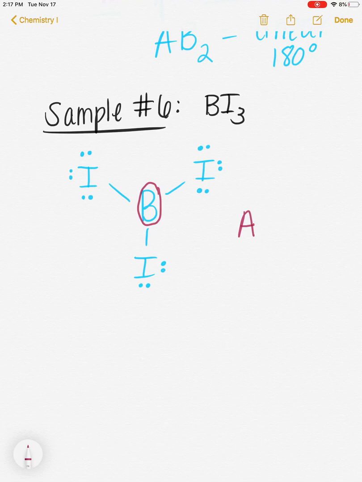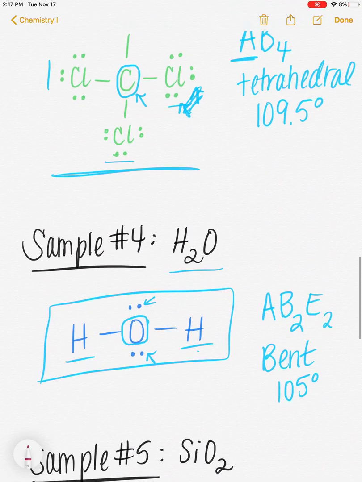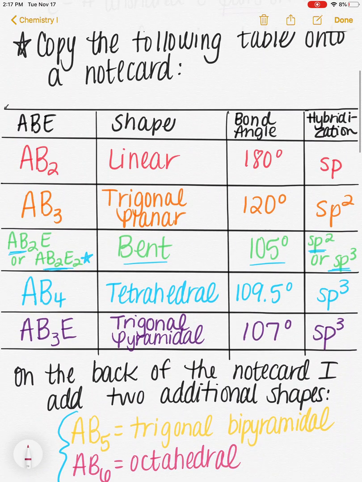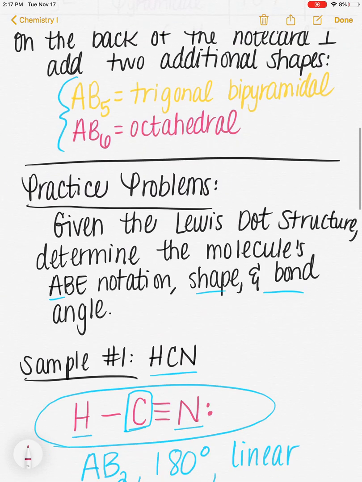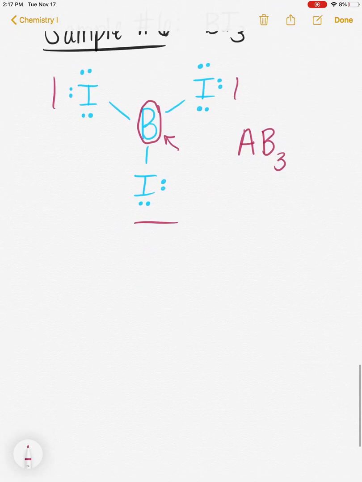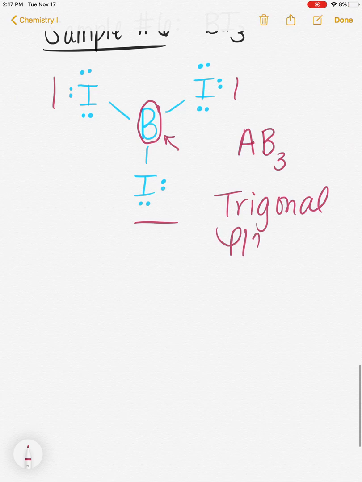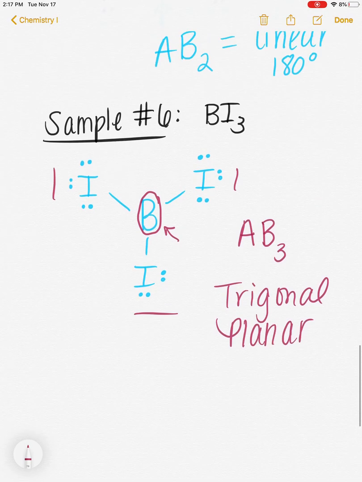Regardless, our central atom this time is boron. So that's a little confusing because A stands for B for boron in this case. So A is boron. There are 3 iodines that are bonded to that boron, so it's going to be B3, and there are no lone pairs on that boron, so there's no E. I go back to my data table. AB3 is right here. It tells me that it's a trigonal planar shape with 120 degrees as the bond angle, so trigonal planar, 120 degrees.